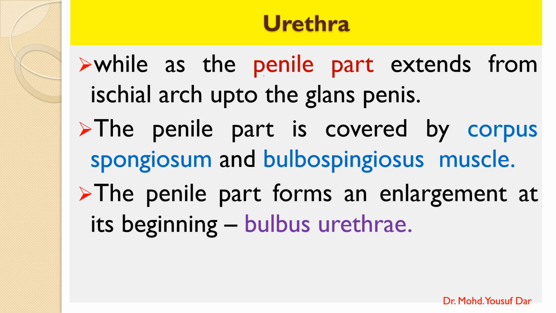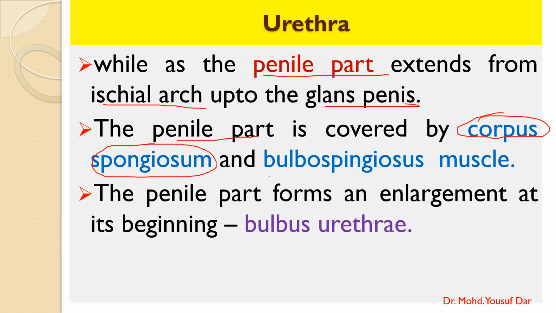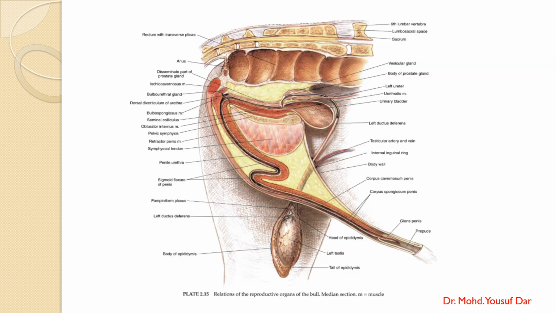While the penile part, where does it extend from? From the ischial arch up to the glans penis. The penile part of the urethra is covered by an erectile tissue called corpus spongiosum and a muscle known as bulbospongiosus. At the beginning, this penile part of the urethra forms an enlargement which we call the bulbous urethra. Here in the diagram, you can also see this is the pelvic part of the urethra and this is the penile part of the urethra. Here, this is the urinary bladder, this is the pelvic urethra, this is the penile urethra.